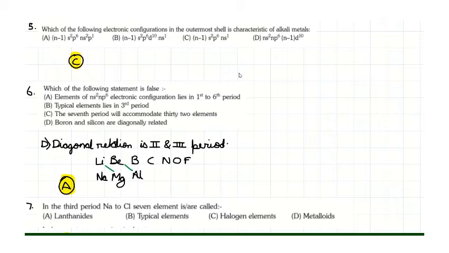Now in the sixth question we have to find which statement is false. The typical elements lie in the third period because based on those most of the relations between elements have been given. The seventh period will accommodate 32 elements, which is true because we have 14 elements from the actinide series as well. Boron and silicon are diagonally related, and thus the elements of ns2 np6 configuration does not lie in the first to sixth period. Thus A is false.